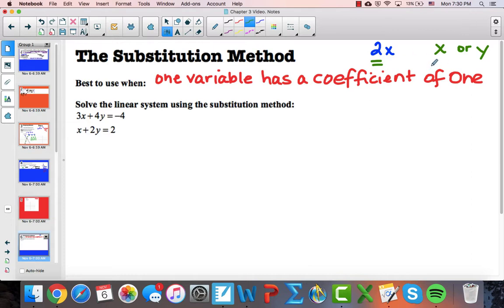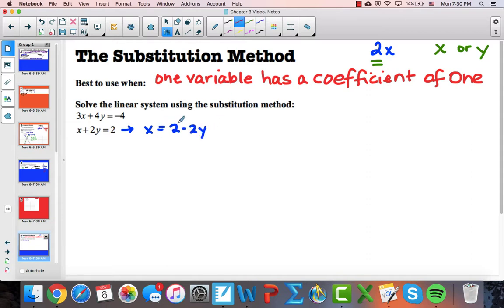So now that I look at this system, I've got 3x plus 4y equals negative 4, x plus 2y equals 2. I've identified it as a system of equations. I've also identified it's a linear system because there's 2 equations with 2 variables, and they're both lines. So I'm going to solve for x, the one that has the coefficient of 1. So solve for x means I'm going to subtract 2y to the other side. So I get x equals 2 minus 2y.